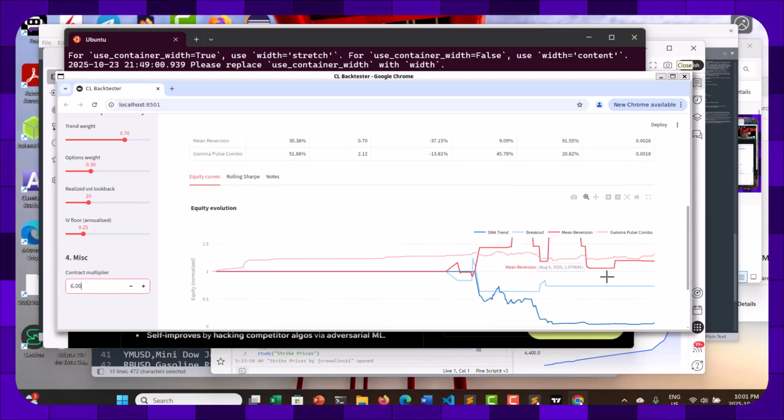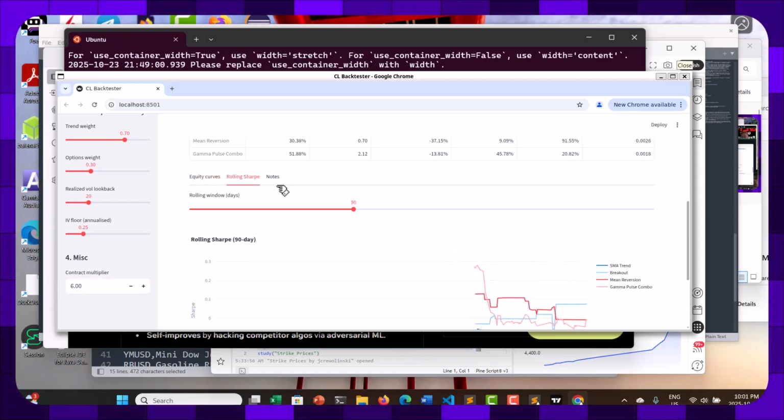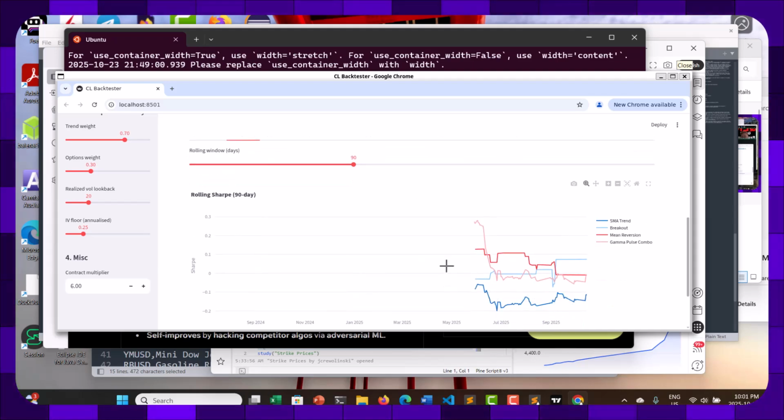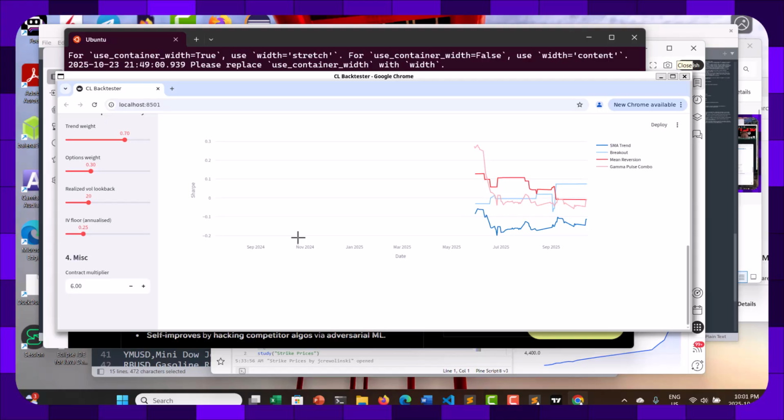We've got this mean reversion, which would kind of make sense. SMA trend's not doing too good. Breakout and this gamma pulse are still doing okay. Now, this is timing all the way back to May 30th. So we know we still have breakout doing a-okay.